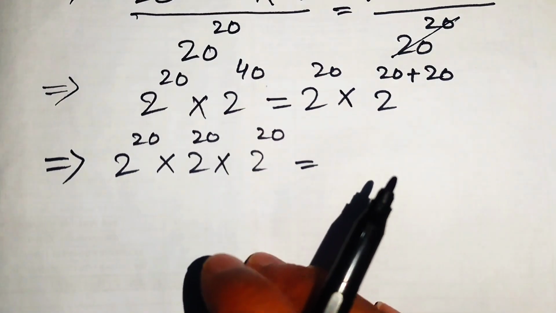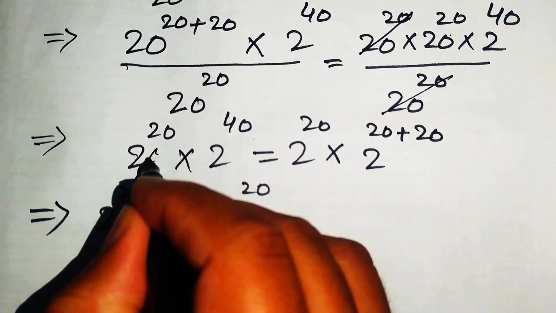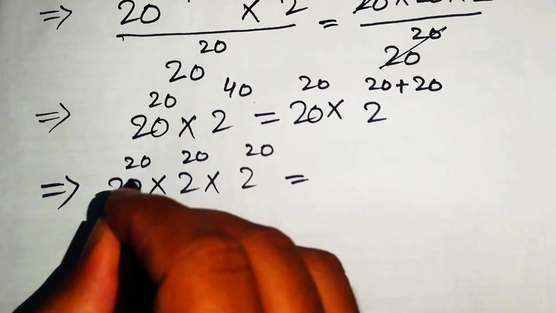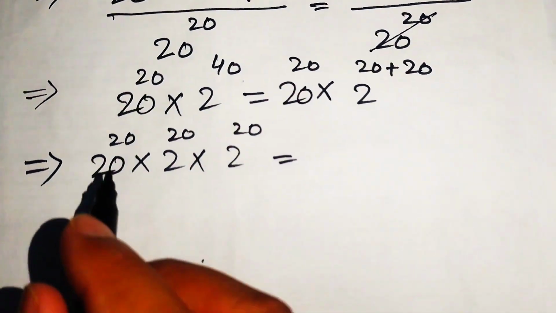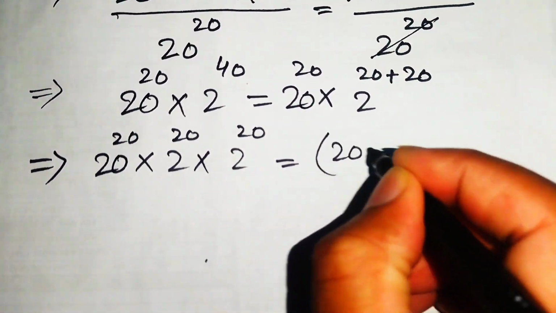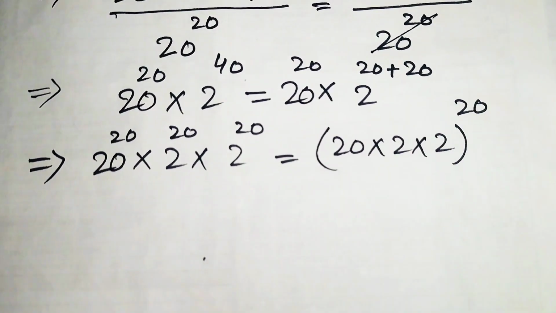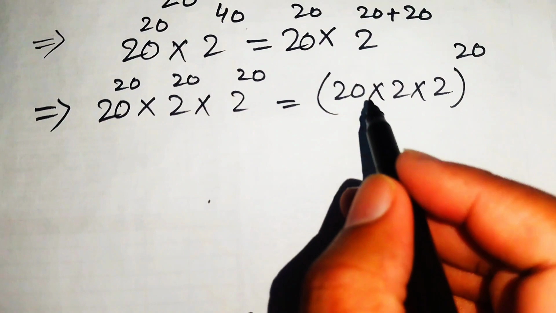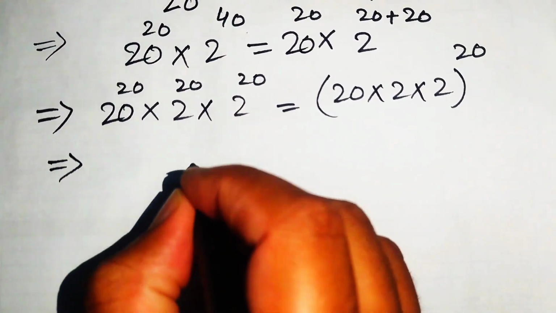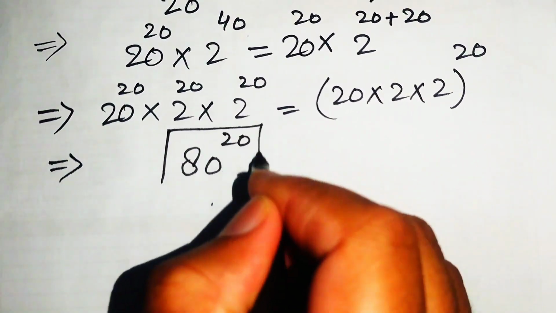And so here we have some little mistake, because this term is 20 to the power of 20, and the other terms are 2 to the power of 20. So now here we combine the bases of all these terms, and we write it as 20 times 2 times 2 and its whole power 20, and we write it as 20 times 2 is 40, and 40 times 2 is 80. So we get the final answer of this question is 80 to the power of 20.